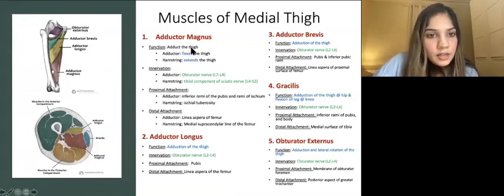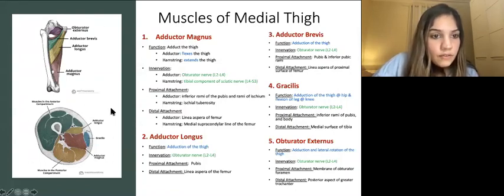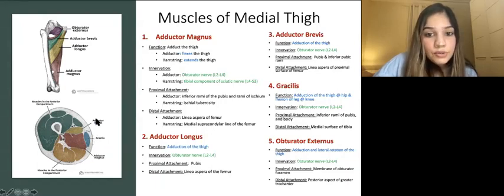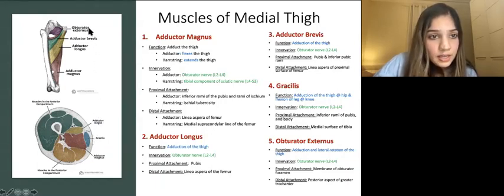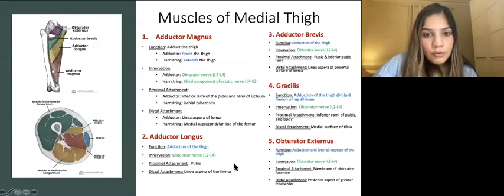Just to give you a brief idea of where these lie, this is a cross-section of the medial thigh. So ignore this bit, that's the anterior compartment muscles and posterior. So we're looking at this bit. So you have the adductor magnus, which is the biggest one of them all, the largest muscle of the medial compartment, the adductor longus, and the gracilis muscle. And you can also appreciate the obturator externus here, and the adductor brevis. So I'll let you read this in your own time.